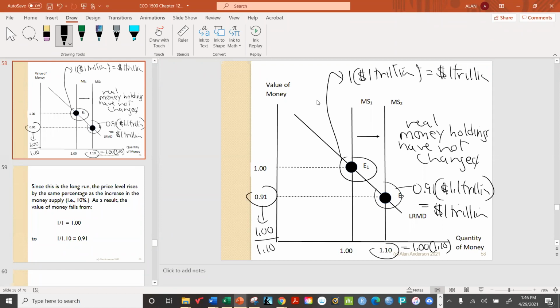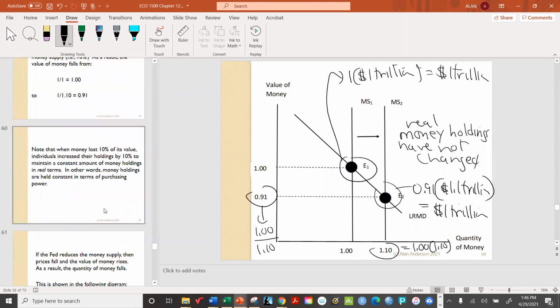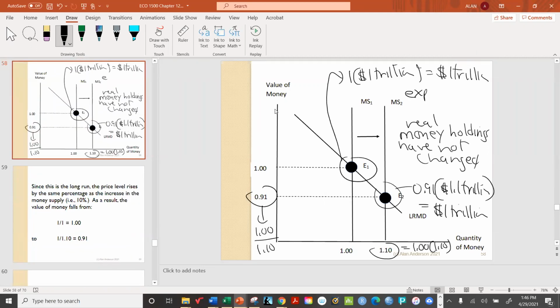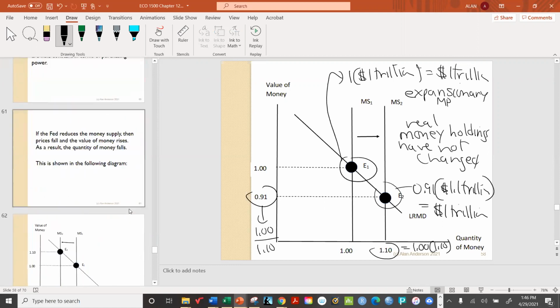So in the long run, what people are interested in is keeping the same amount of money holdings in purchasing power terms. That's what this model is trying to tell us. And of course, this is expansionary monetary policy. Contractionary, of course, means the opposite happens.